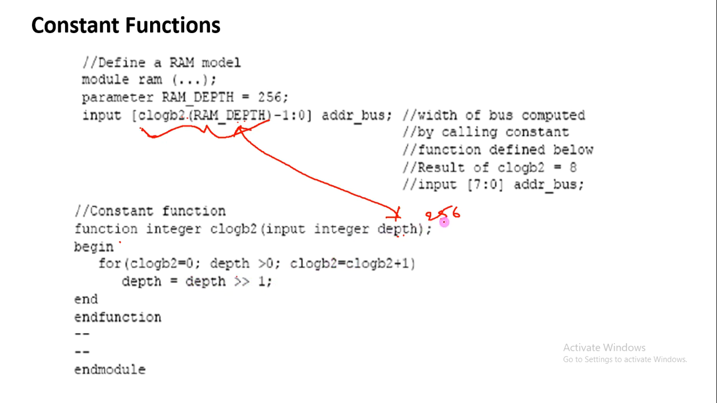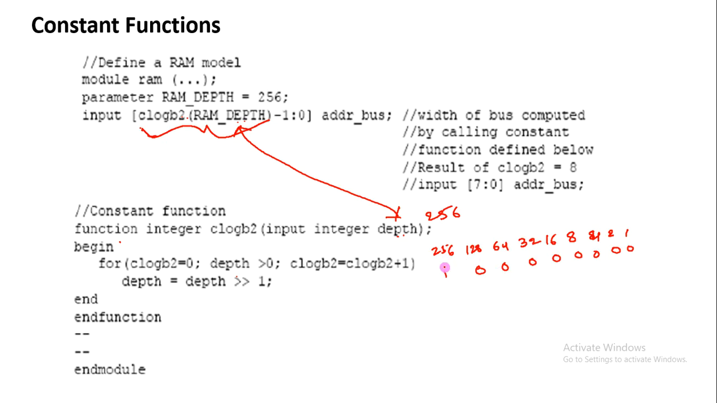so depth is 256, right? 256 means, let me write it here. 2 raised to 0 means 1, 2 raised to 1 is 2, 2 raised to 2 is 4, 2 raised to 3 is 8, 16, 32, after that 64, after that 128, after that 256, means 1, 0, 0, 0, 0, 0, 0, 0, 0.